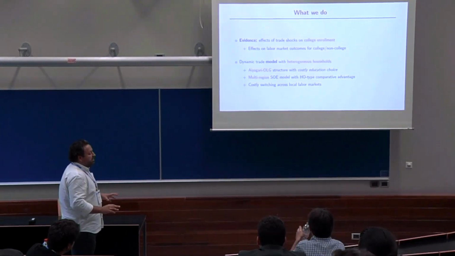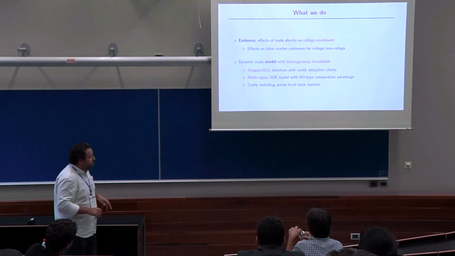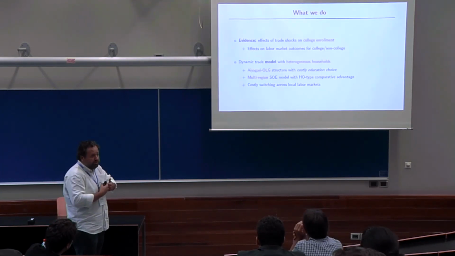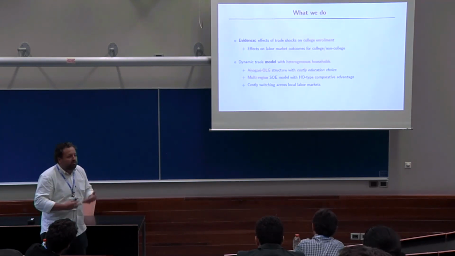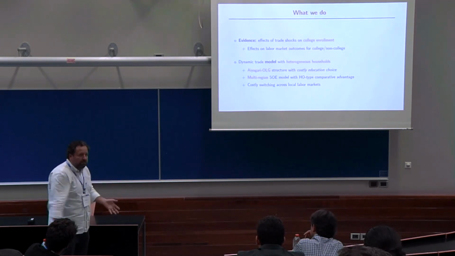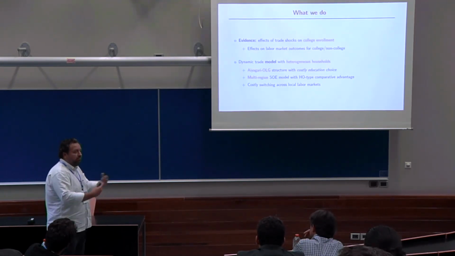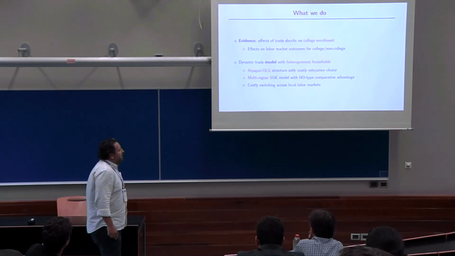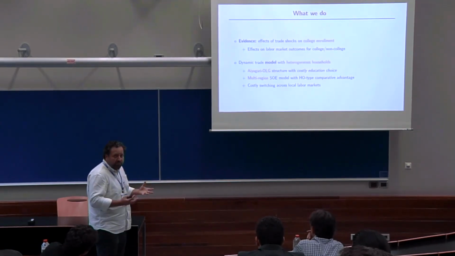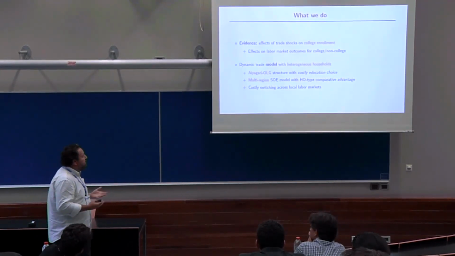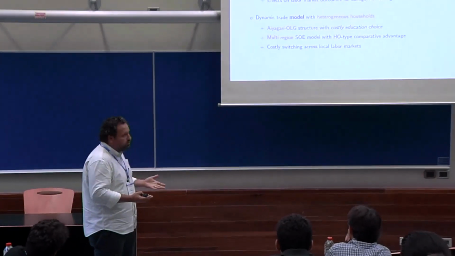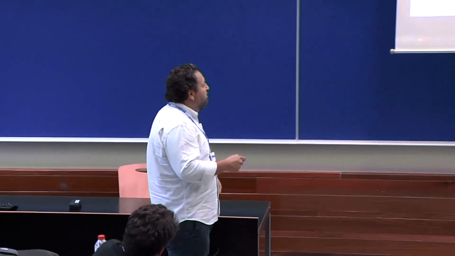And then I'm going to propose a model, which is going to be a dynamic trade model with heterogeneous households. Why heterogeneous households? Because we want to understand decisions to make this investment. And when it comes to investment, it is important to understand the wealth distribution of households before they make this investment. And so we're going to embed a simple trade model into Ghai type models, where we're going to have multiple regions. We're going to consider a small open economy, and on top of that, we're going to add the more traditional costly switching across local labor markets that people have been using a lot in the literature.